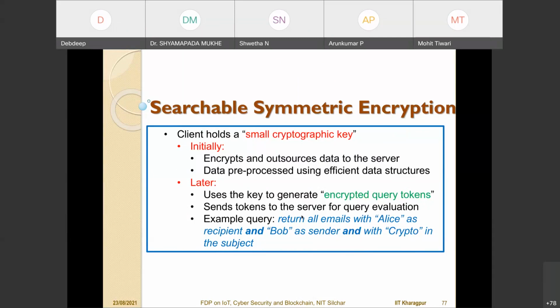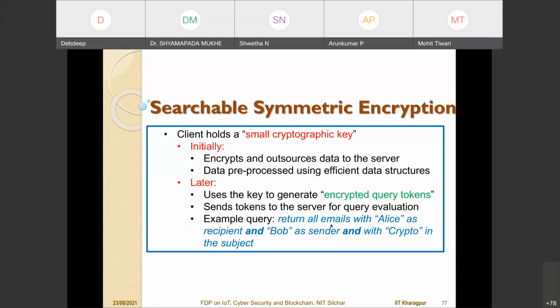But if you want to run a search operation, say a query as shown here, like return all emails with Alice as recipient and Bob as sender and with crypto in the subject, then in an encrypted email service you will not be able to do that if the data is encrypted, because the moment you do encryption, it becomes random, and you are not able to do such operations.